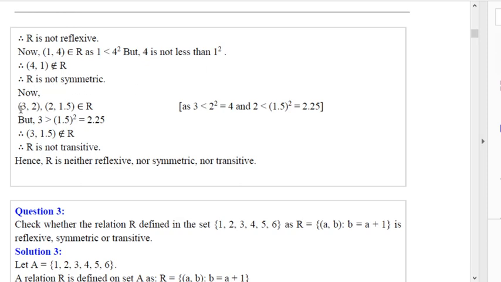Now (3, 2) belongs to R, and (2, 1.5) also belongs to R, because these are all real numbers. Now you see here, in the square the condition holds for both. We write down the set according to the condition, but for transitivity you remove the middle element, so what is left is (3, 1.5). If you find the square of 1.5, you will get a value that is not greater than 3. That's why this is also not transitive. Hence, R is neither reflexive nor symmetric nor transitive.